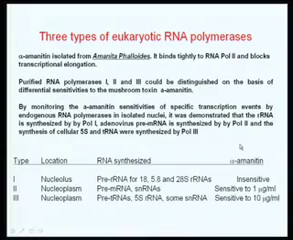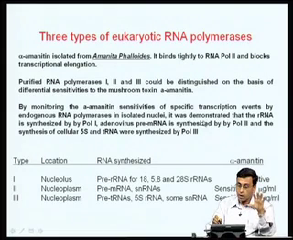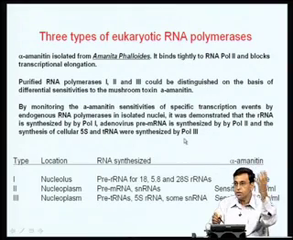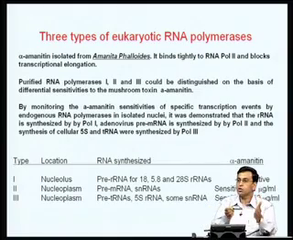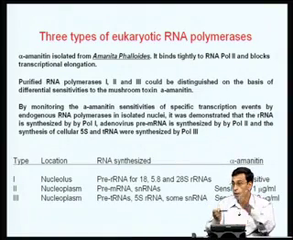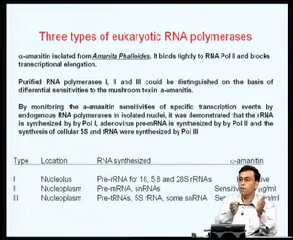By using this observation, by simply monitoring the alpha amanitin sensitivity of specific transcription events by endogenous RNA polymerase in isolated nuclei, it was demonstrated that rRNA is synthesized by RNA polymerase 1, whereas messenger RNA is synthesized by polymerase 2, and the 5S RNA and tRNA are synthesized by polymerase 3. You take the nuclei, add alpha amanitin, and find that ribosomal RNA is still being synthesized. Since polymerase 1 is responsible for making ribosomal RNA and is not sensitive to alpha amanitin, ribosomal RNA must be made by the alpha amanitin insensitive RNA polymerase 1.